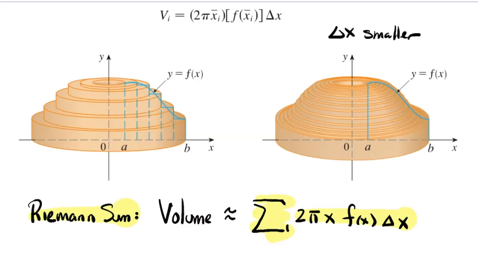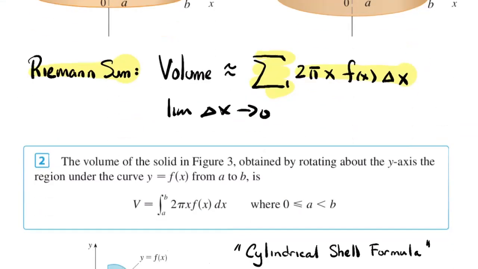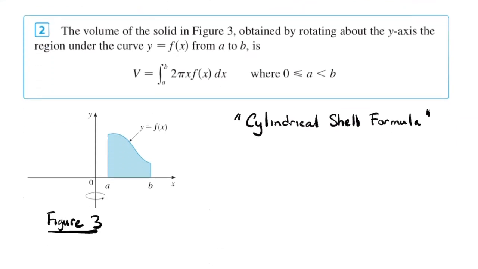Delta x is smaller, which means you have to use more rectangles, but they fit better. So it's a better approximation. Take the limit of this thing as delta x goes to 0, and we should get the exact volume. Let me scroll down and reveal.